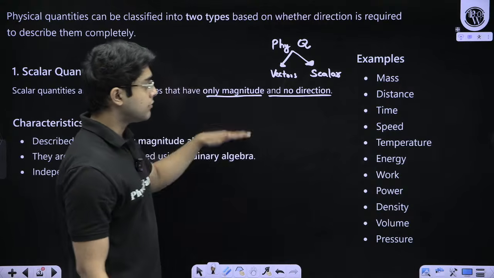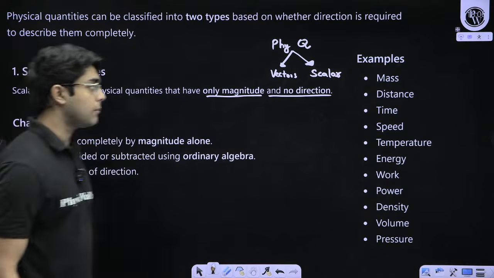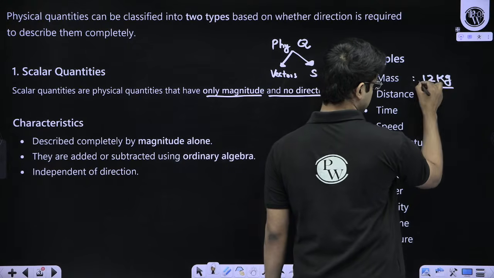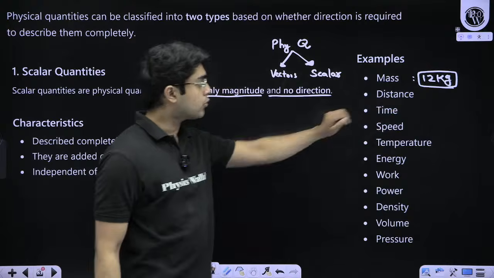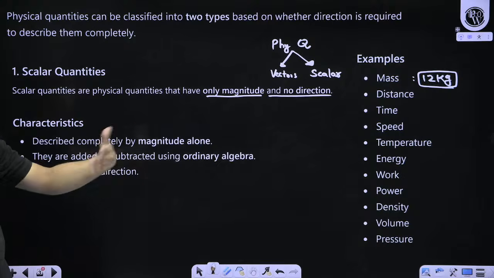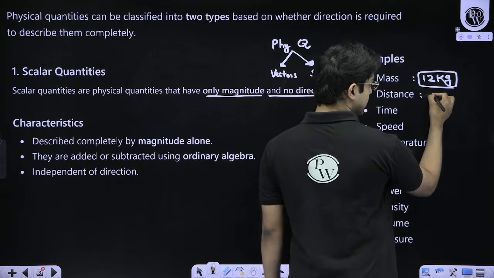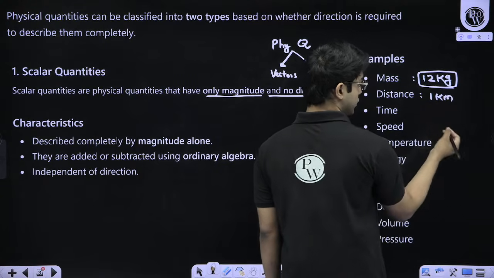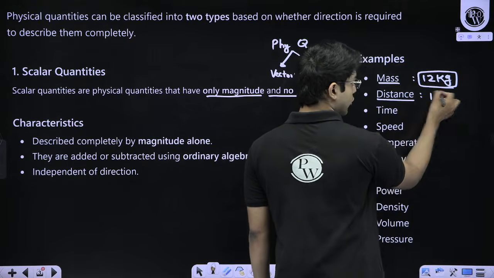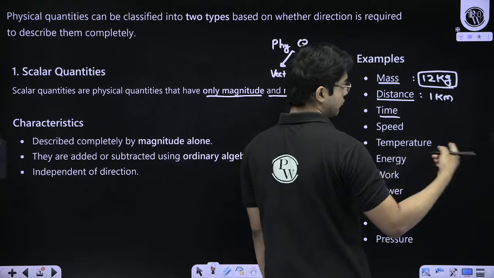Or a better definition for scalars is, if you simply have the magnitude of the scalar, by magnitude I mean if you're taking the mass 12 kg, okay, this is the magnitude of the mass. If you simply have the magnitude of a scalar, then you can fully study it, or you can fully understand the quantity. So if somebody tells you that the distance they covered is 1 kilometer, there is no additional information needed in that description. So scalars are those quantities for which we only need a number or the magnitude part. We don't need any direction information.